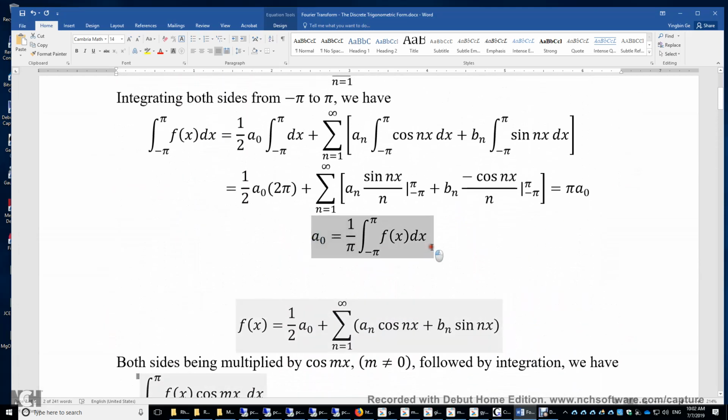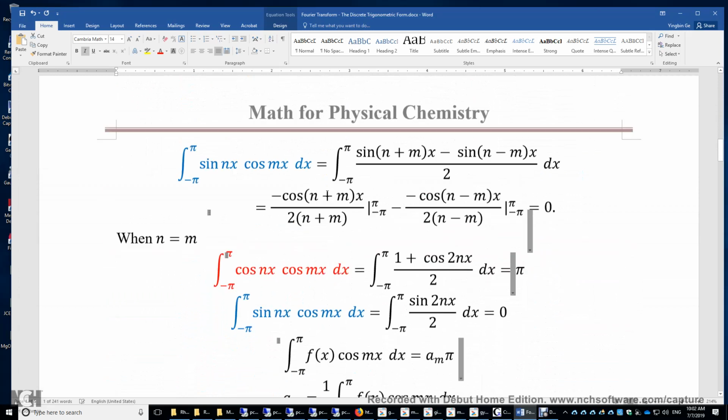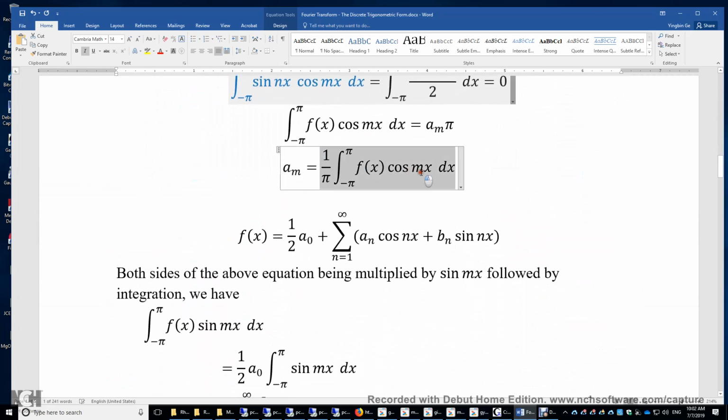A sub 0 is 1 over pi times the integral of f(x) from negative pi to pi. Again, we put this 1/2 here to make this a sub 0 and all other a sub n to have a consistent formula. And what formula? Again, this is the formula for a sub 0 and other a sub m or a sub n, so over here.